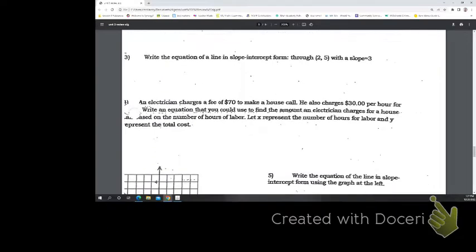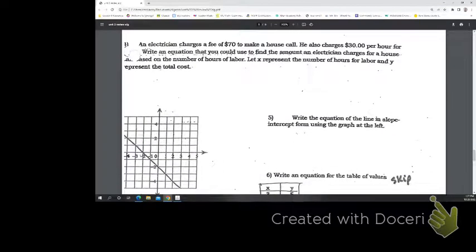So here's our word problem, and all you're asked to do is write an equation. You are not asked to actually find something. It says to write an equation that you could use to find the amount an electrician charges for a house call based on the number of hours. Everything on this page has been slope-intercept form, and this is no exception. So I know I'm going to have y equal something x something. I just need to decide which one is which.